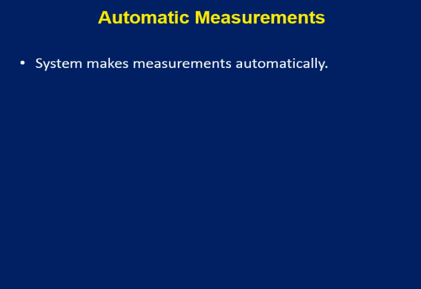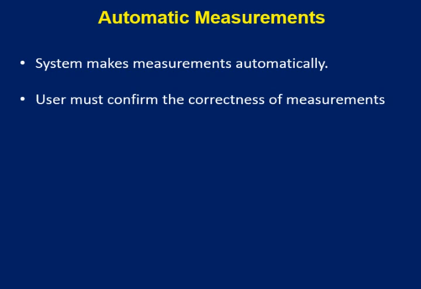The electromyograph makes the latency and amplitude assessments automatically. It is up to the user to make sure the automated measurements are correct. The peak detection is usually not a major problem. However, the onset latency measurement in a motor nerve conduction study can be confusing.